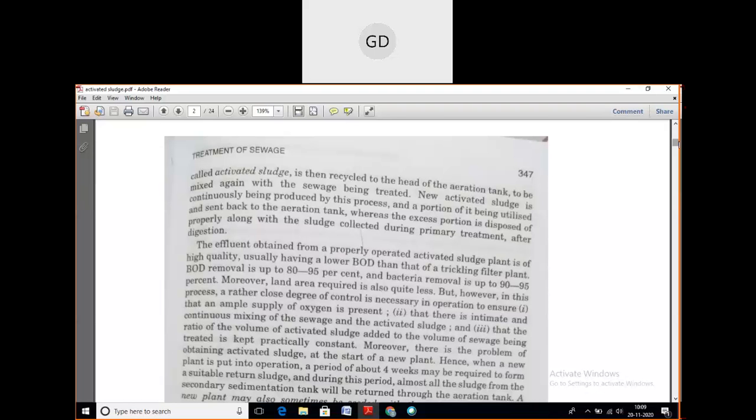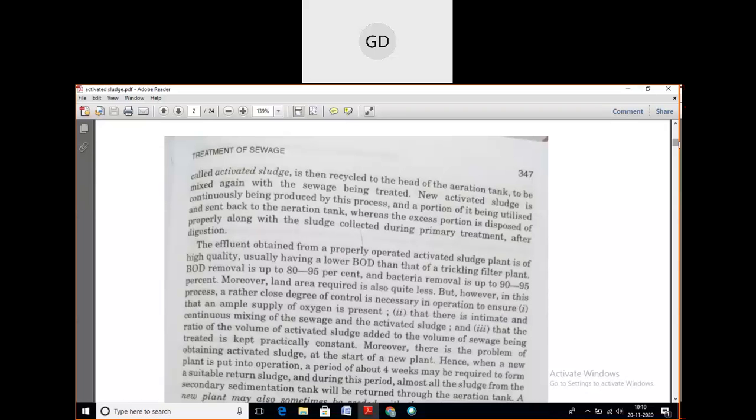Okay, so this new activated sludge is being continuously produced by this process. A portion of it is utilized and sent back to the aeration tank, and the excess portion is disposed of properly along with your primary treatment. It is disposed of in the river stream and all. Okay, so now the effluent.